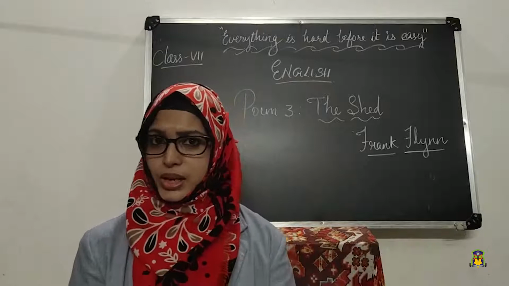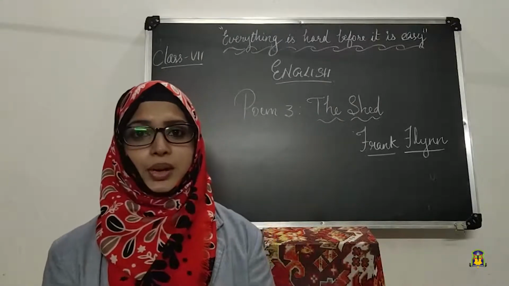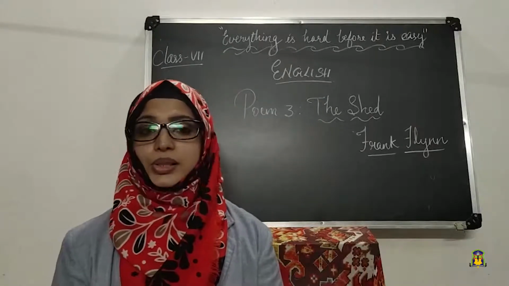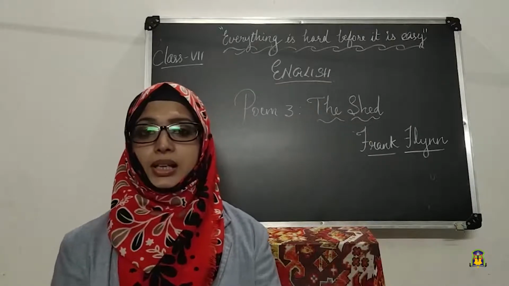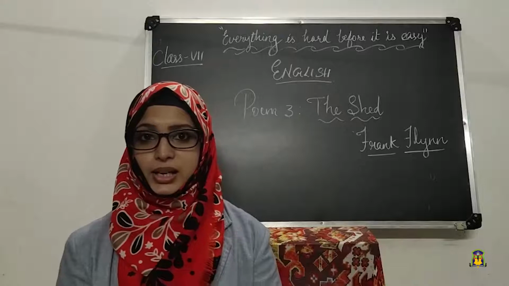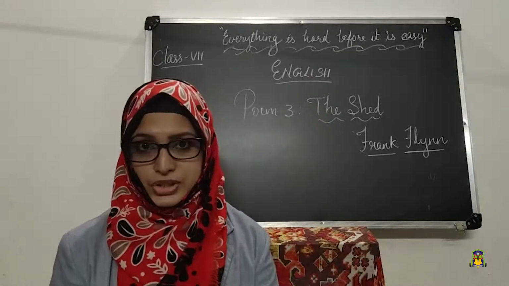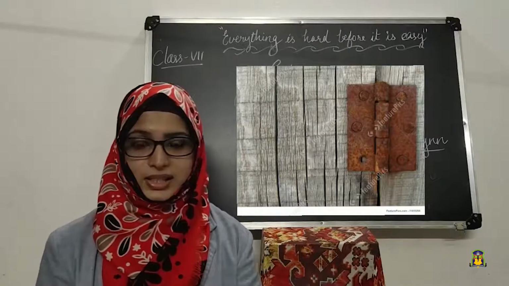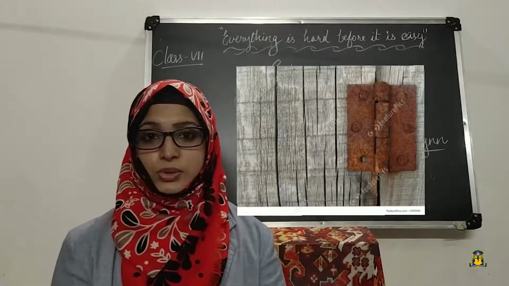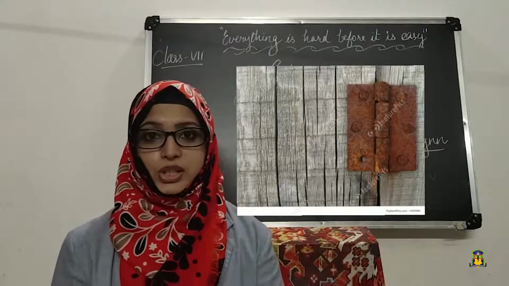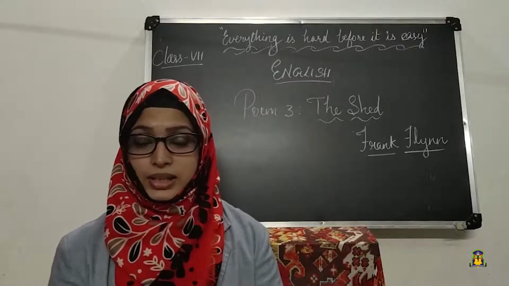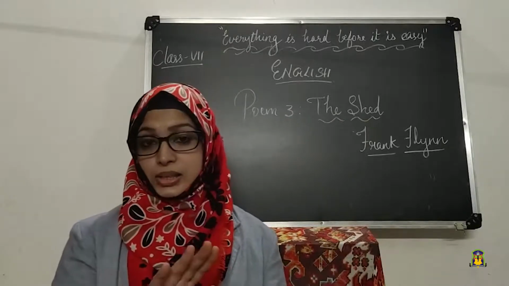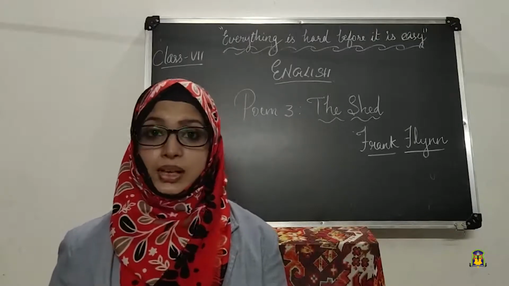I hope children you have read the poem, but you wouldn't have got the content, isn't it? So let's see stanza wise. In the first stanza, it was telling about the shed located at the bottom of the garden, and also about the rusty hinges. Rusty hinges means joints which have rusted. What will happen when they move? That creaking sound will come from the door.